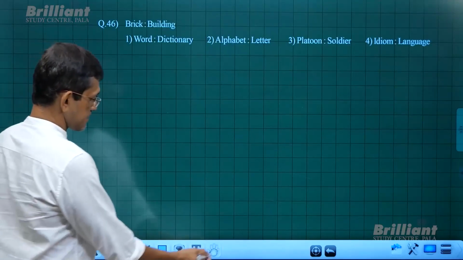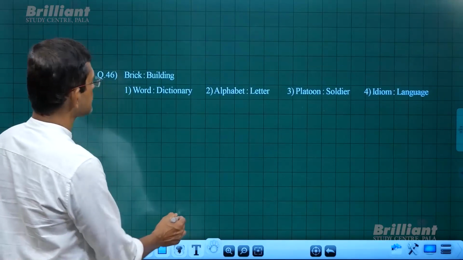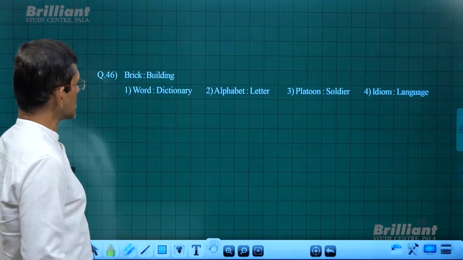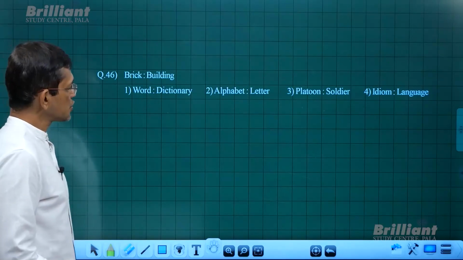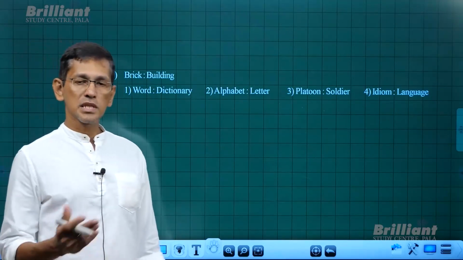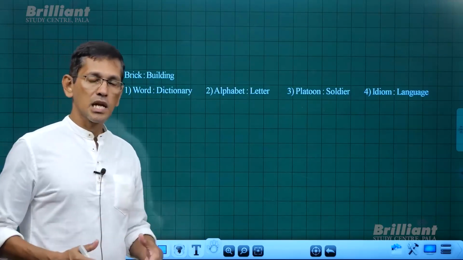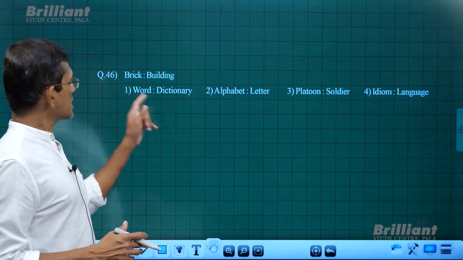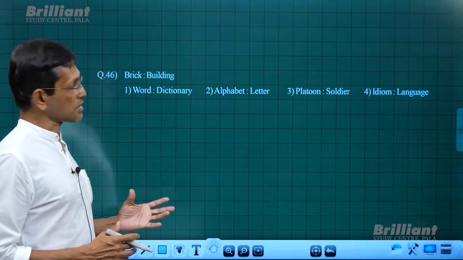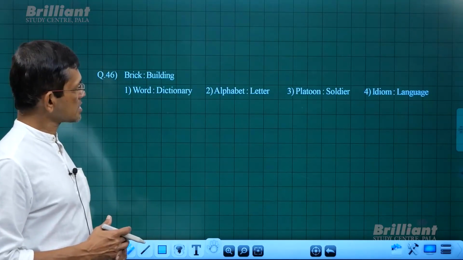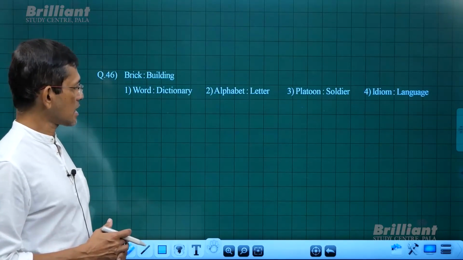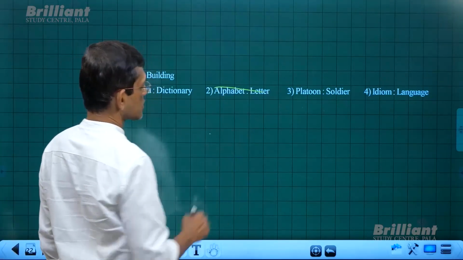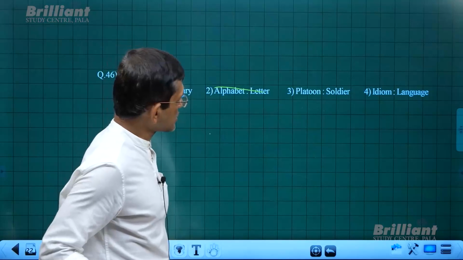Number 46. Brick is to building. So brick and building. Brick is used to make the building. Brick is the raw material for the building. Brick is inside the building. So these are the relations we have there. Then word and dictionary. Okay, word is inside the dictionary. That's correct. Alphabet and letter. Well, alphabet and letter are similar things, right? So that doesn't work.